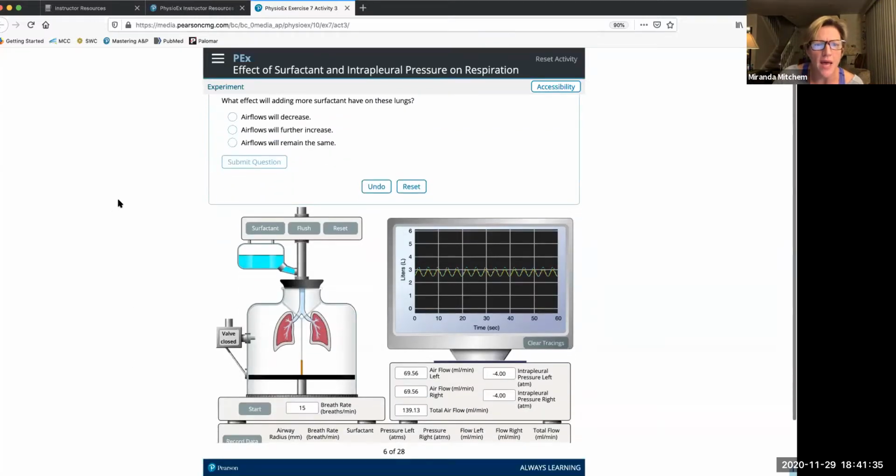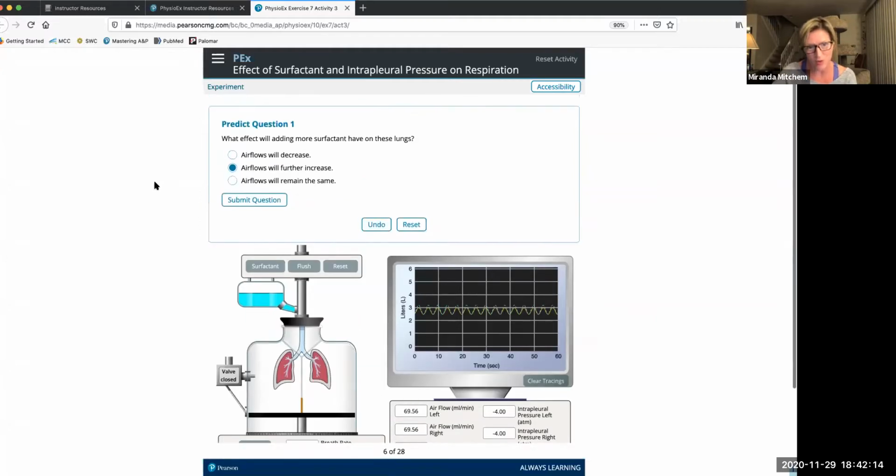Okay, what effect will adding more surfactant have on the lungs? Airflow decreases. No, that makes no sense at all, because the purpose of surfactant is to help increase airflow. Airflow will further increase, or it stays the same. Well, I imagine there's a certain point where it may stay the same, but is that biologically relevant? We do know the purpose of surfactant in that it makes it so that those surfaces are able to have maximum gas exchange. So I would say that it increases airflow.